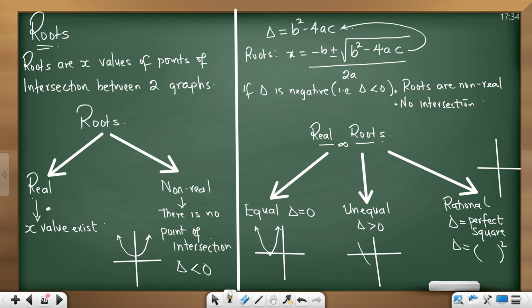For unequal roots, I have 2 different x values. And here, my x1 is equal to x2. Here I have x1, here I have x2. And for this one, it's also going to be the same as that. Let's write that quickly.